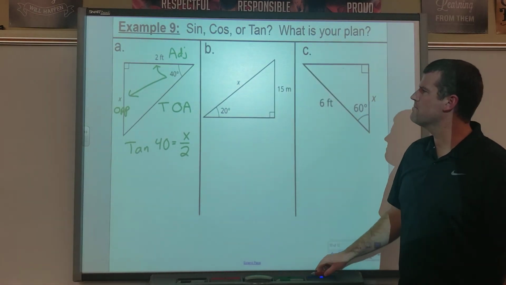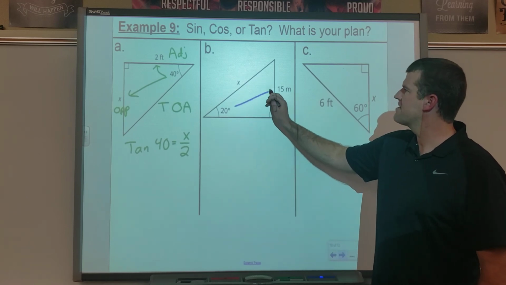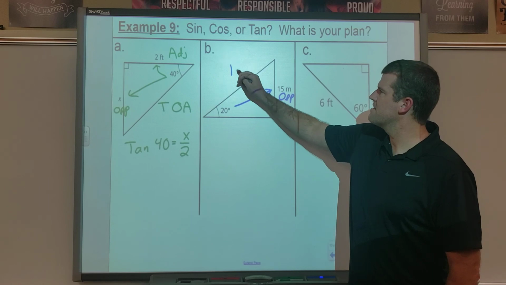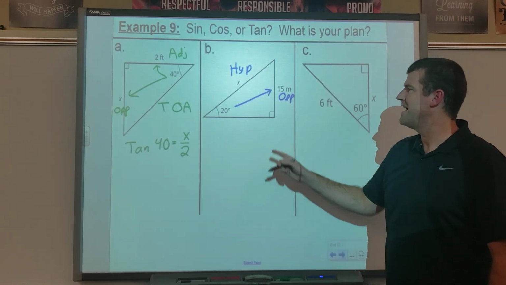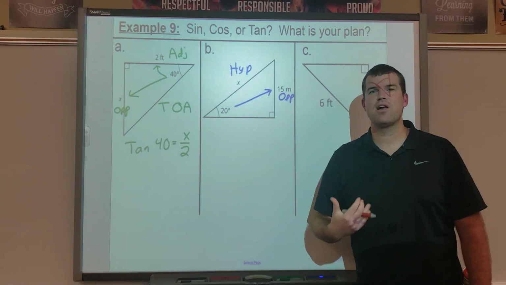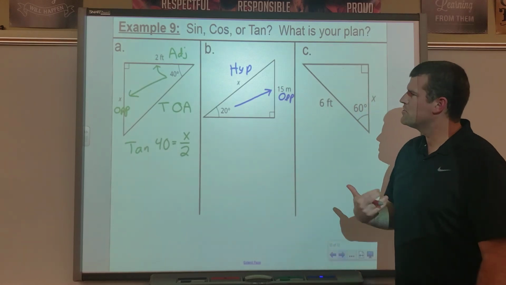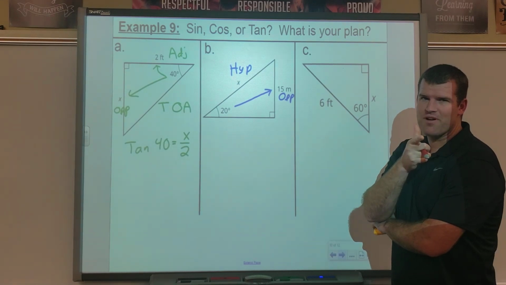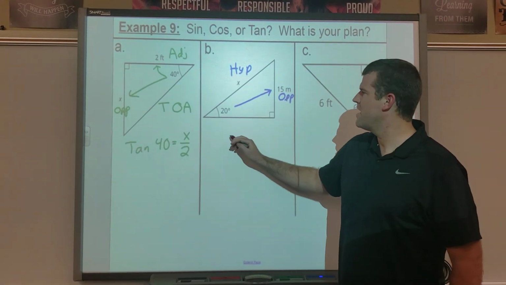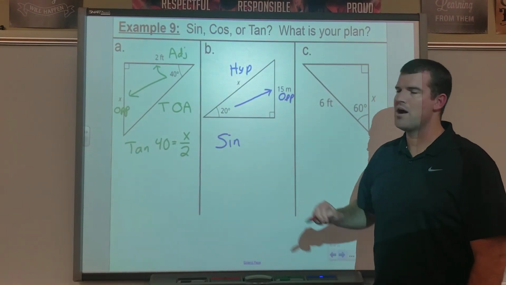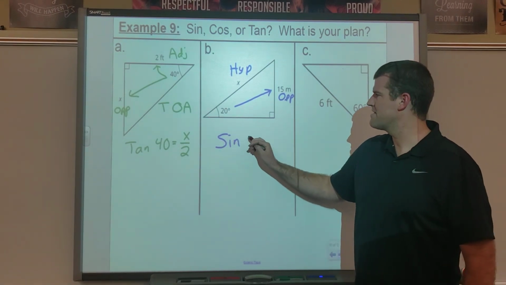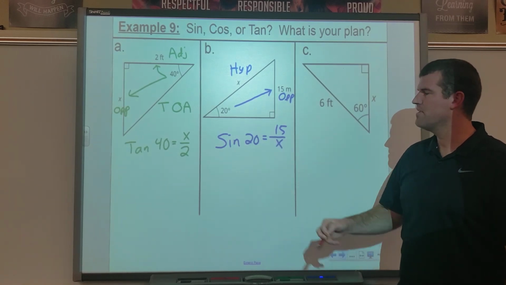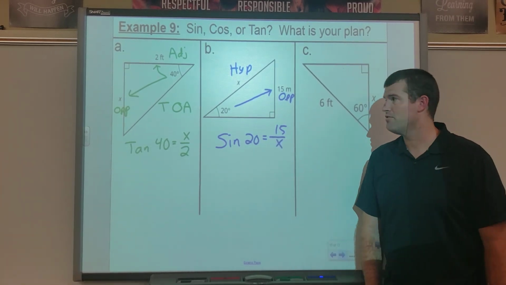Okay, how about part B? Well, I know this side is opposite. I know that the longest side is the hypotenuse. I don't have anything for the adjacent, so I'm not using A. So which trig function should we use on this one? That's right. Because we have O and H, that will be a sine problem. All right, if I set it up, it would be sine of 20 equals 15 over x. And then we can plug that in our calculator and solve.